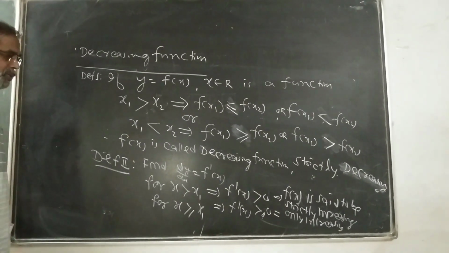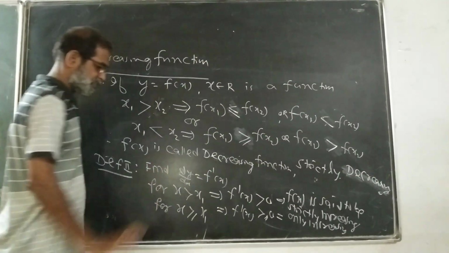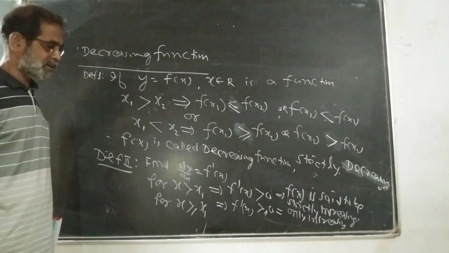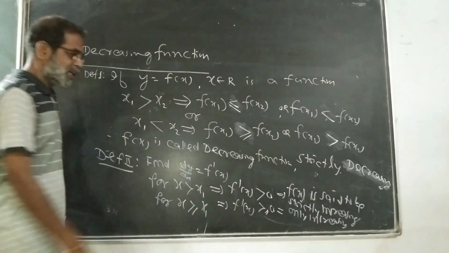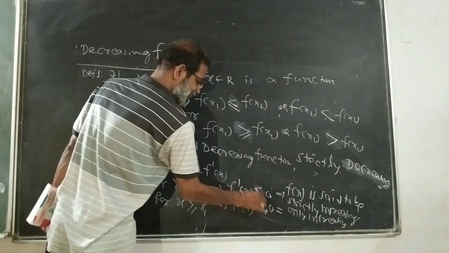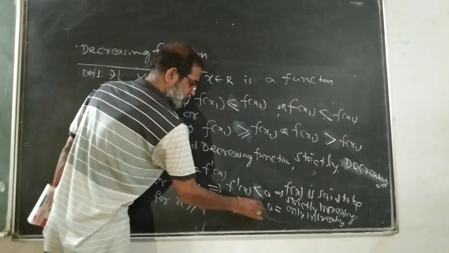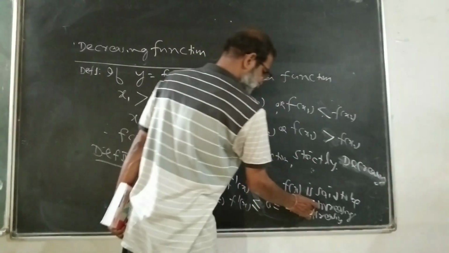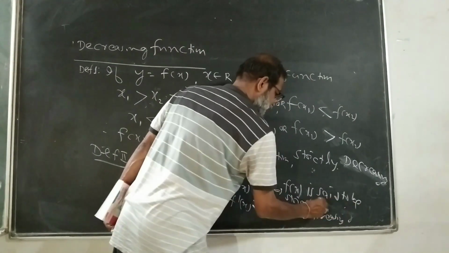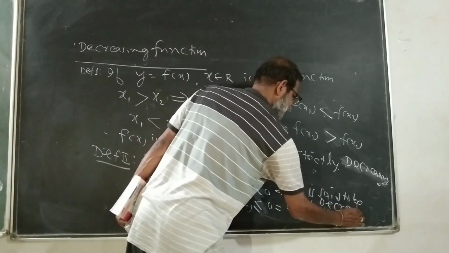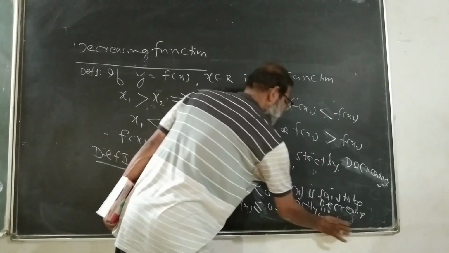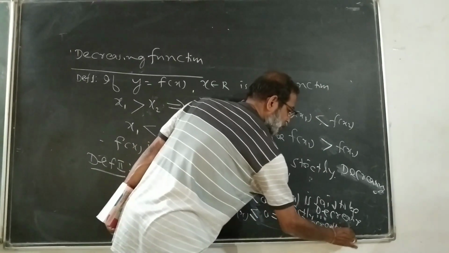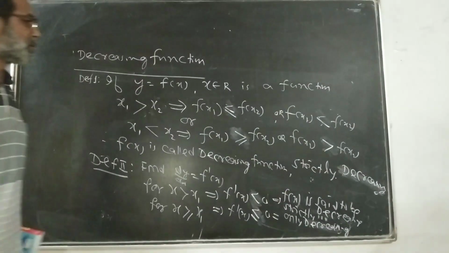How to do definition 2? Find dy by dx, that is f dash x. Suppose x greater than x1 or x greater than or equal to x1, then f dash x less than 0 or less than or equal to 0. Less than 0 means strictly decreasing; here also we will say only decreasing. I will tell you at the last, in the conclusion.